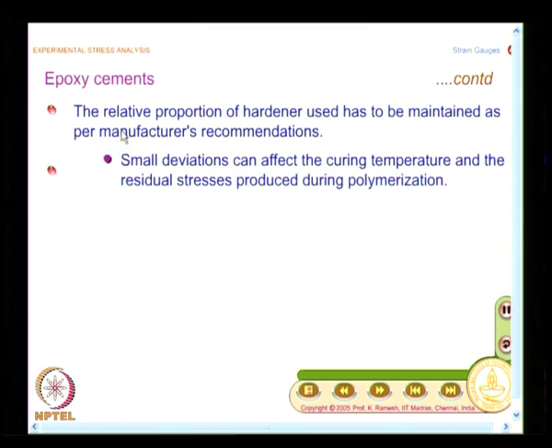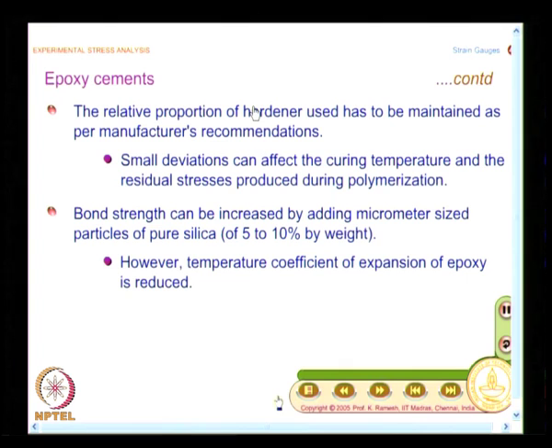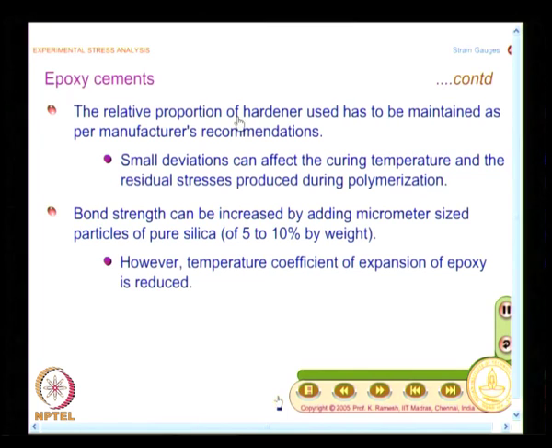And you have to be very careful when you choose the hardener, the proportion needs to be maintained properly. See, in any one of these epoxy resins, you will have a resin and hardener 1:10 ratio. Hardener will be only 1/10 of the resin, and you have to mix this appropriately, and there is also a recommendation. If you change it, even the curing, its final properties, everything will change. So, whatever the manufacturer gives as the recommendation, you are expected to follow. And what you find is the relative proportions of hardener have to be maintained as per manufacturer recommendations. Small deviations can affect the curing temperature and the residual stresses produced during polymerization.